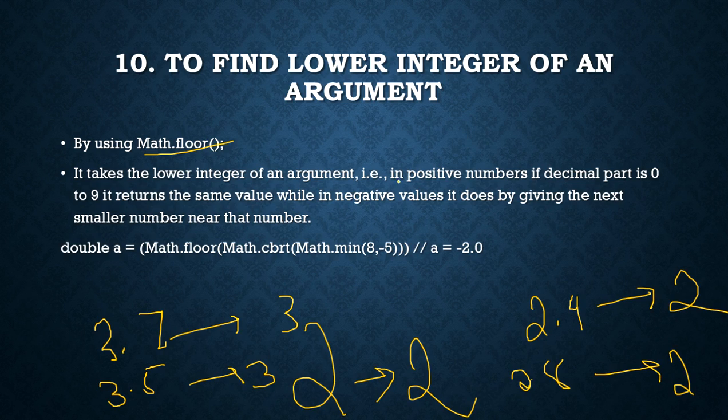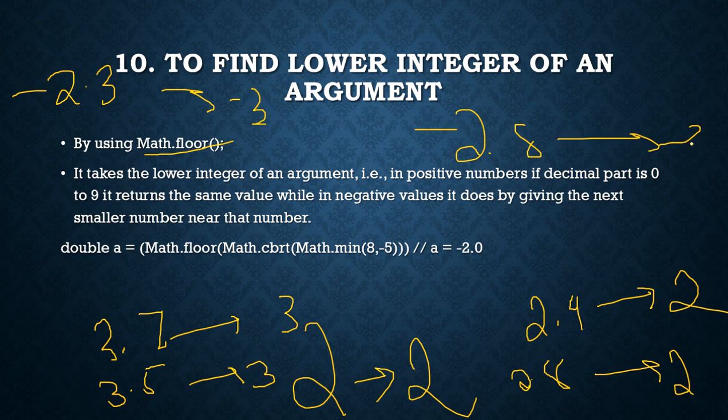In a positive number, if the decimal part is 0 to 9, it returns the integral part. For a negative number, it gives the next smaller integer near that number. That is minus 2.3, what is the smaller value? Minus 3. Minus 2.8, what is the smaller value? Minus 3. Minus 1.5, what is the smaller value? Minus 2. And so on.